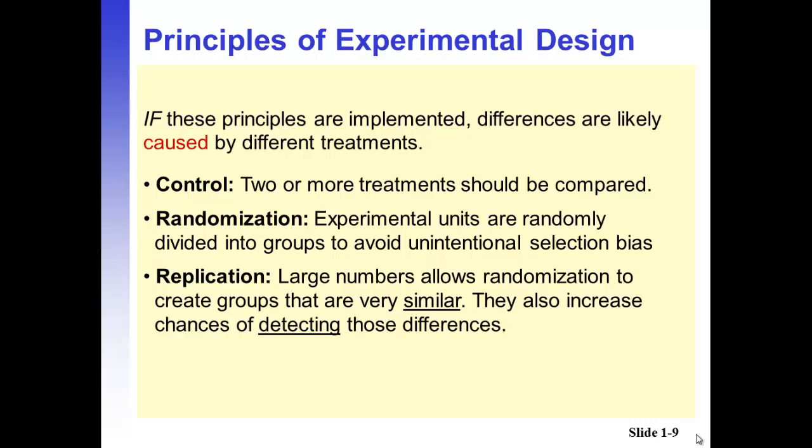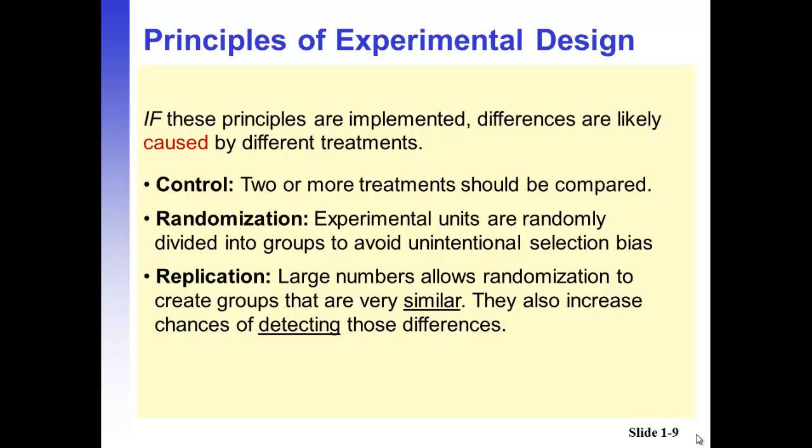That is, a bias that comes from who or what goes into the two groups. Finally, replication is the third principle of experimental design. Replication means that we should have large numbers involved in our study, as large as is reasonably practical.